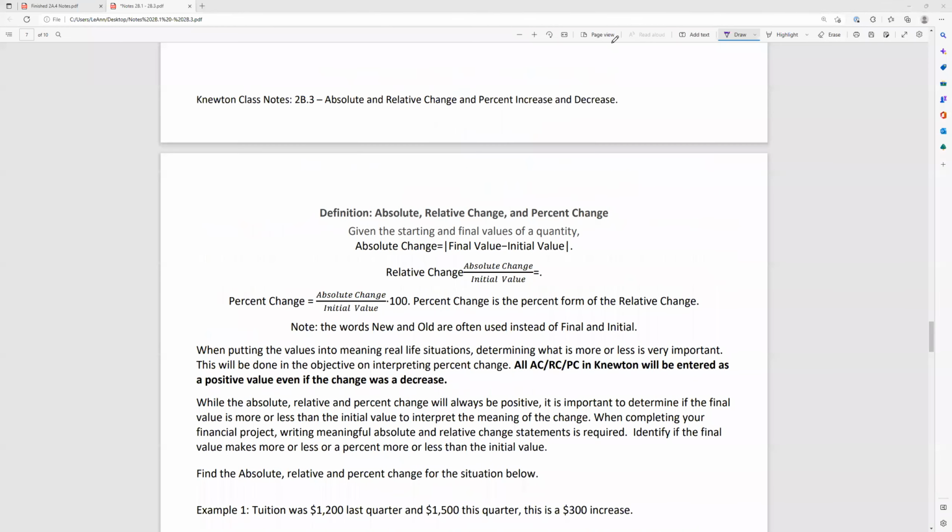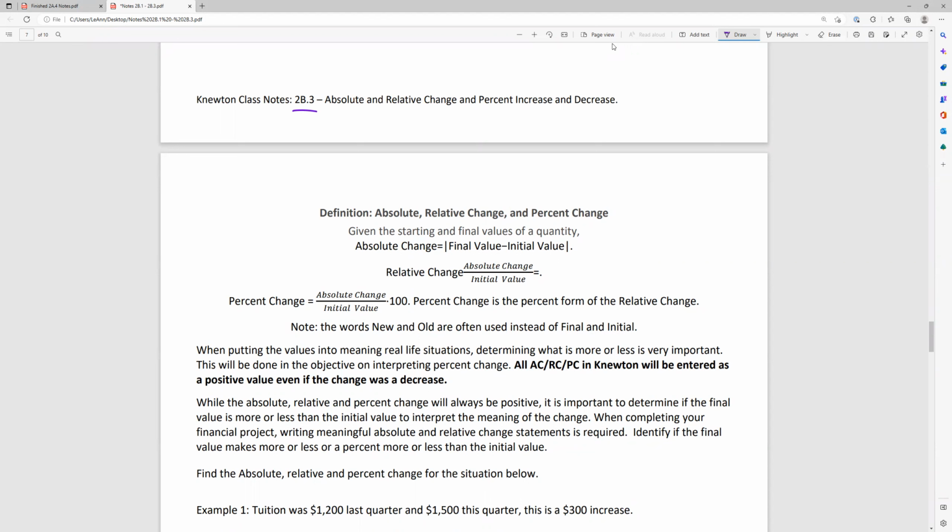All right, we are looking at section 2B.3, absolute and relative change and percent increase and decrease. So absolute change is the final value minus the initial value, and we look at the absolute value of that. Remember, absolute value just means distance from zero. So that is our formula for absolute change.